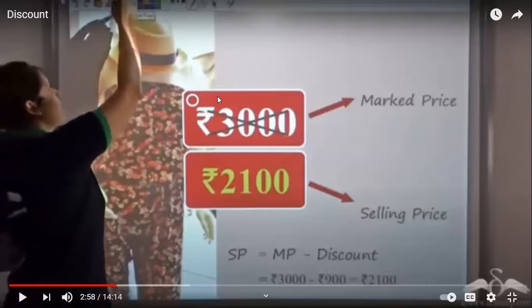Now I would request everyone to note down this formula, that is SP is equal to MP minus discount, or you can write it in the full form as well, that selling price is equal to marked price minus discount. Ma'am, MP is also CP.